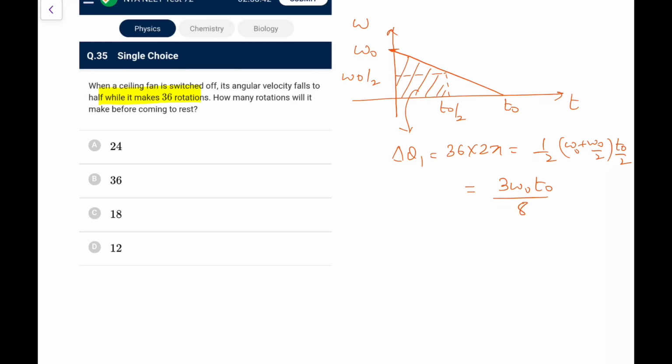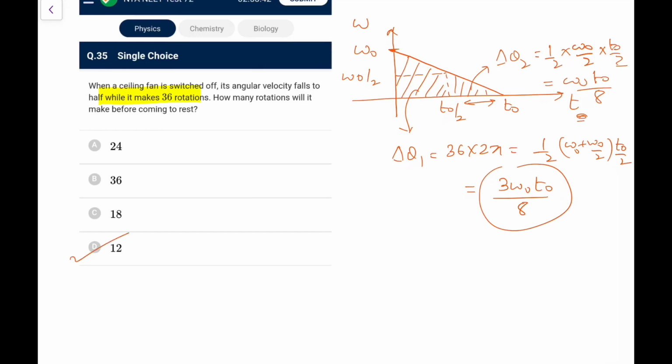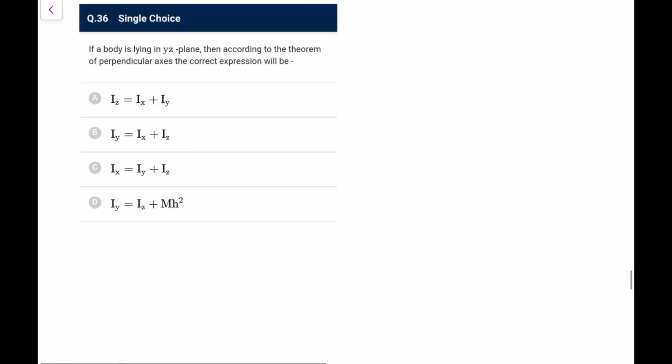Now how many more rotations will it make before coming to rest? So here this area will come out now. What is this area? This is a simple triangle, so half into omega naught by 2 into t naught by 2, because this gap is still t naught by 2. So it is omega naught t naught by 8. So definitely it is going to be 1/3 of the 36 rotations. So you can say 1/3 would be 12 rotations. You can go for option D here, or you can do it by the third equation also.